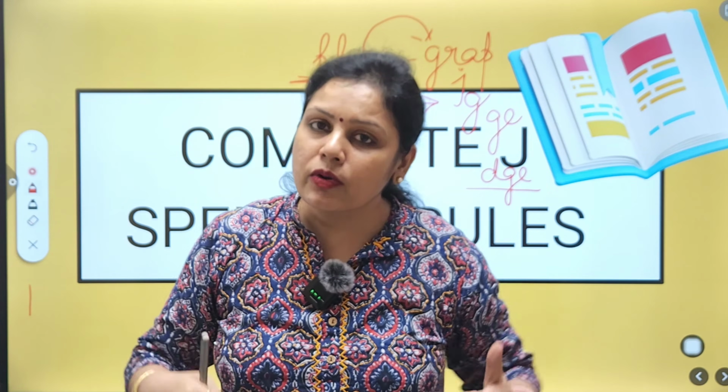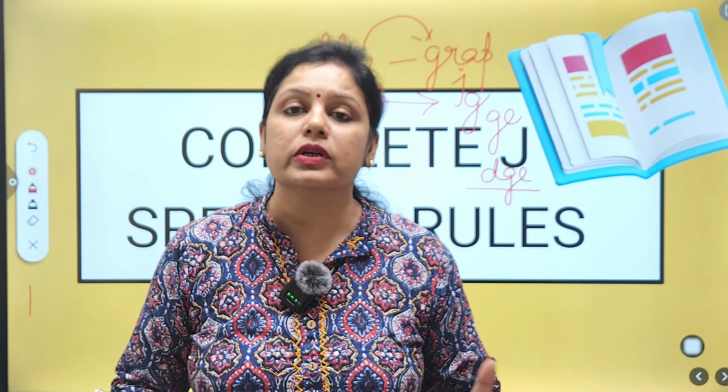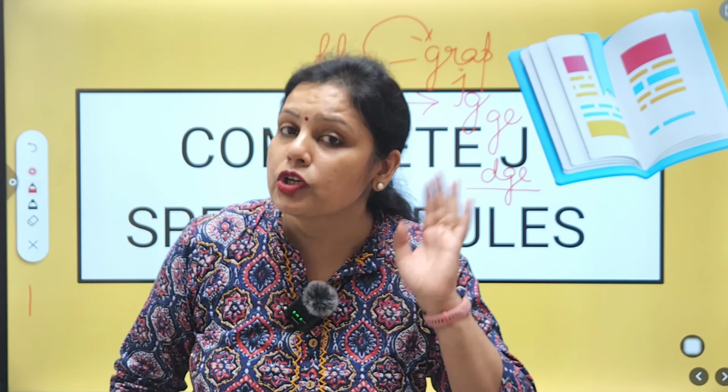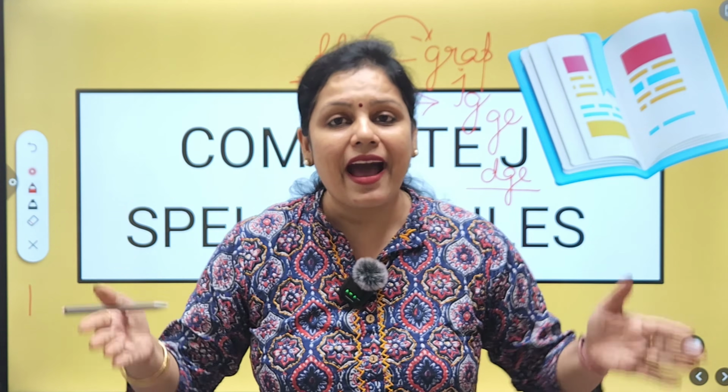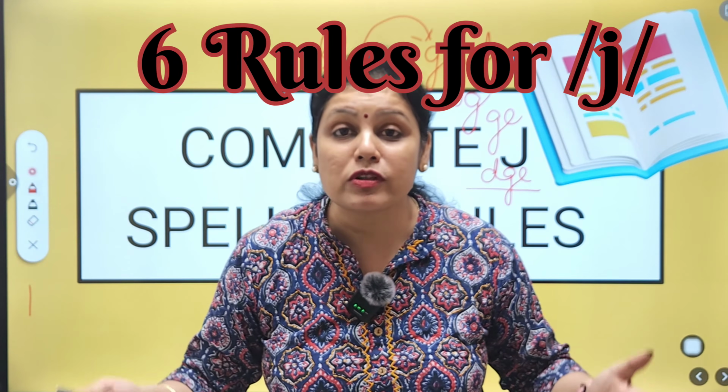we hear the j sound, then hearing it is very easy. We hear the word, we hear the sound j in it. But as soon as we write it, it takes many different forms. So there are 6 different rules for it.